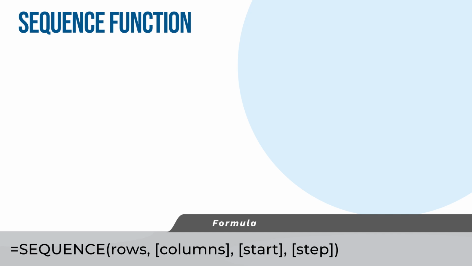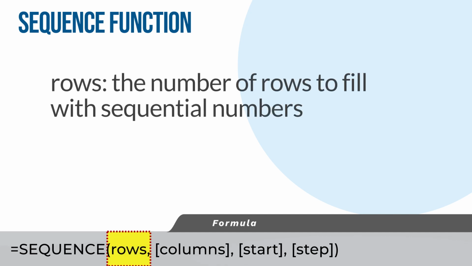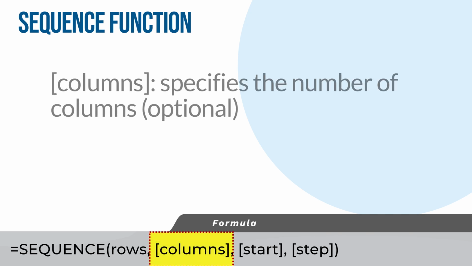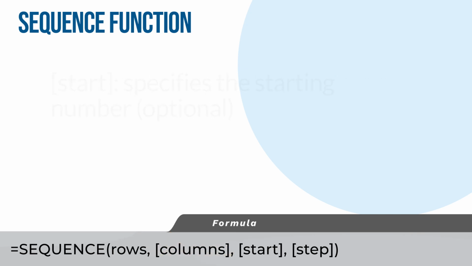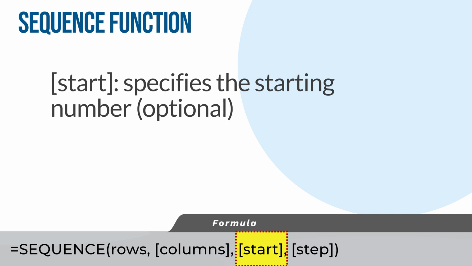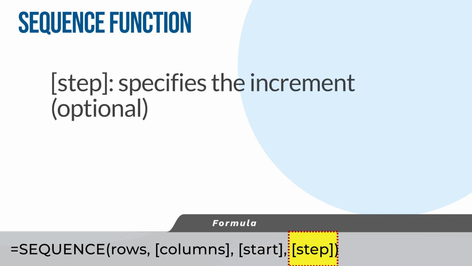Let's jump right in. First, let's understand the syntax of the SEQUENCE function. The rows argument is the number of rows to fill with sequential numbers. The columns argument is optional and specifies the number of columns. The start argument is optional and specifies the starting number. The step argument is optional and specifies the increment.